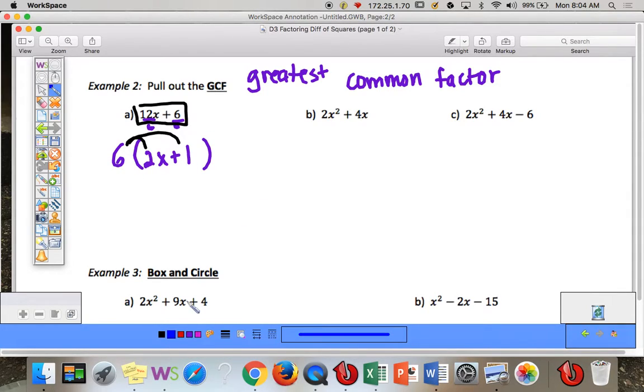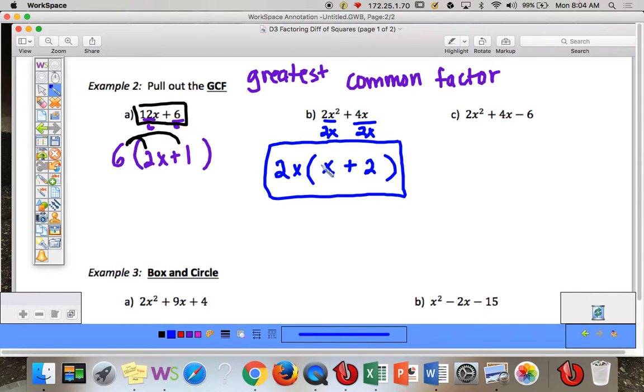Let's try the next example, problem B. First look at the 2 and the 4. The biggest number you can divide 2 and 4 by is 2. Then look at your x's. We have x squared and x. We can divide each of those by the smallest amount of x's. In other words, here it's x. So we're going to divide each by 2x. When we do that, we're left with 1x plus, here the x's cancel, 4 divided by 2 is 2. And again, if you want to check your answer, you can distribute and get what you started with.